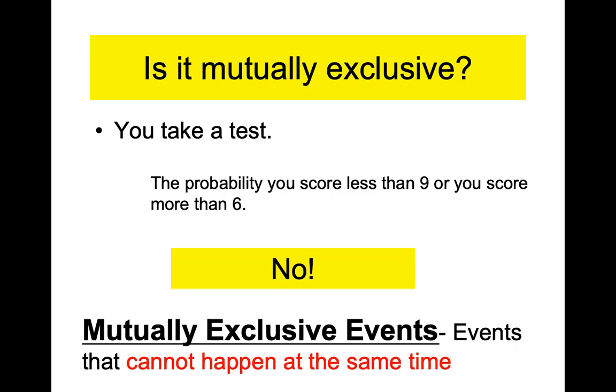Okay, let's do this one first. I get one score, yes? Yes. My score is a 10. Okay, well, I'm more than 6, but I'm not less than 9. So if I score a 10, both can't happen at the same time. But if I score an 8, both of these are true. Now, let's go to the next one, which is a big fat no.